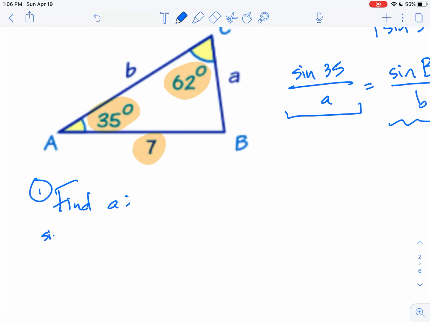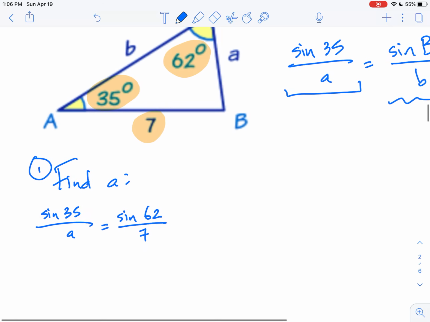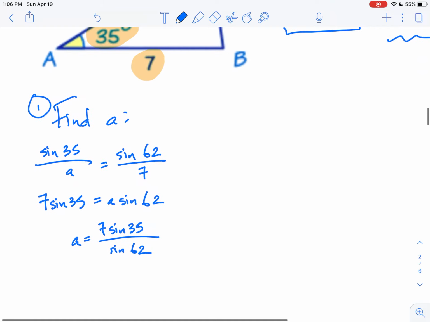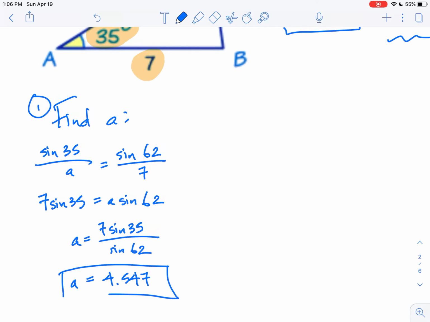So I've got sine of 35 over little a equals sine of 62 over 7. And when I cross multiply, I get 7 sine 35 equals a sine 62. And I get little a equals 7 sine 35 over sine 62. And when I turn that into a decimal, I get 4.547 for my little a. Okay?